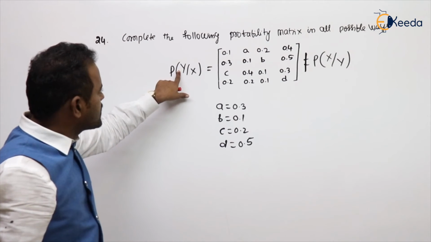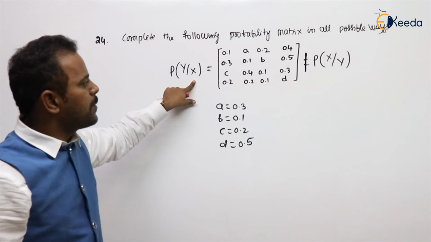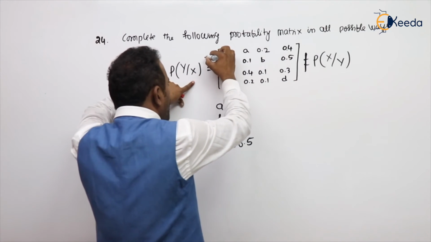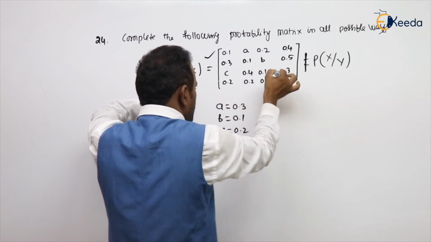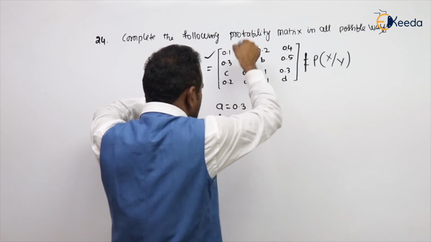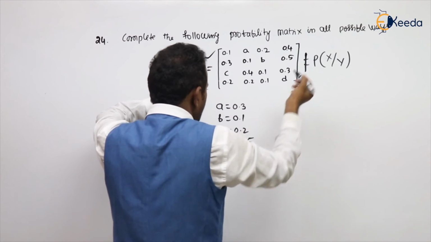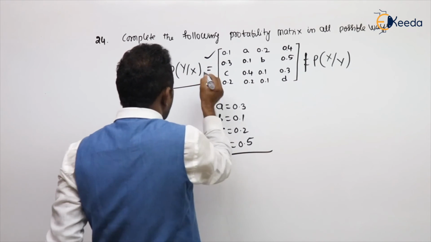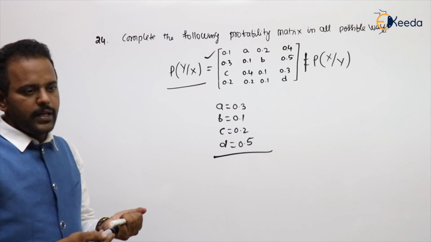The only possibility is conditional probability P(Y/X). For P(Y/X), each and every row should have total probability 1. For X by Y, each column should total 1. That has not happened, so it's not X by Y. Then the answer is that this is a conditional probability matrix, Y by X. Clear?